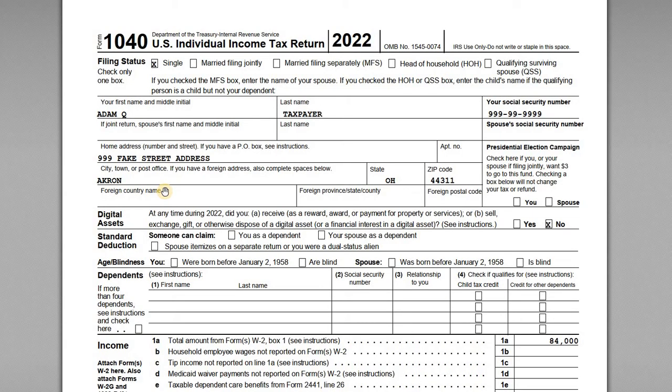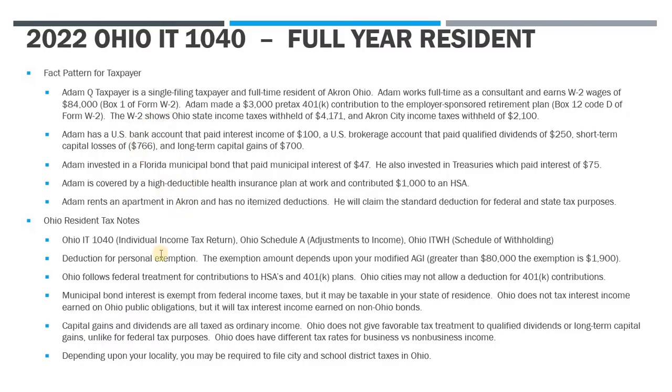And then I've got one slide here covering some background on the fact pattern and then some Ohio tax resident notes that are going to be helpful in completing the filing. So if we take a look first at the fact pattern, we'll go through these details and then we'll move on to the federal and the Ohio 1040. So the fact pattern we're working with here, we've got Adam, taxpayer.